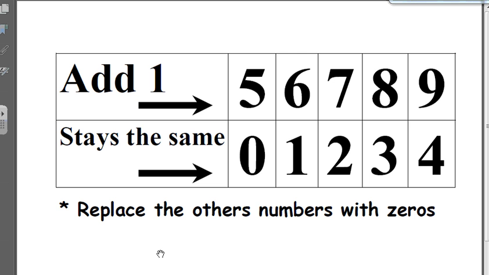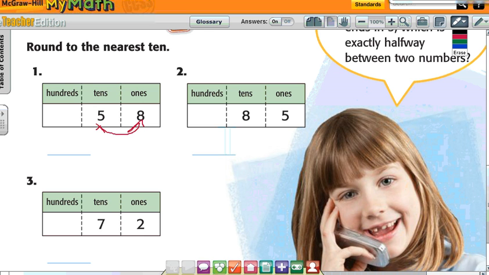The number to the right is an 8, right? So what does the 8 say? Add 1. Add 1 to the number that we're rounding up to. So what's 1 plus 5? 6. And replace the 8 with? 0.